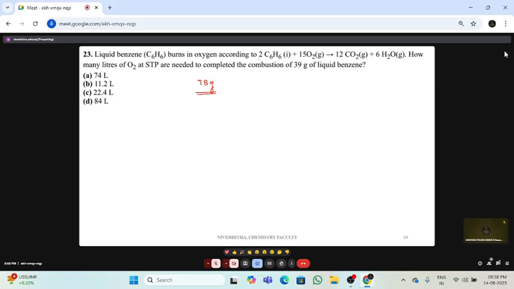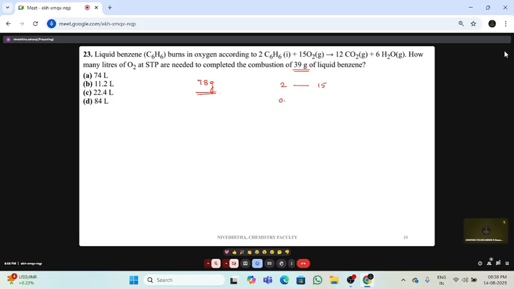See, what is the inference? 2 moles of benzene requires 15 moles of oxygen, right? 2 moles of benzene requires 15 moles of oxygen. How many moles of benzene is this? It is just 39 grams. So 39 gram of benzene is nothing but how many moles of benzene? Half mole. Yes, it is 0.5.